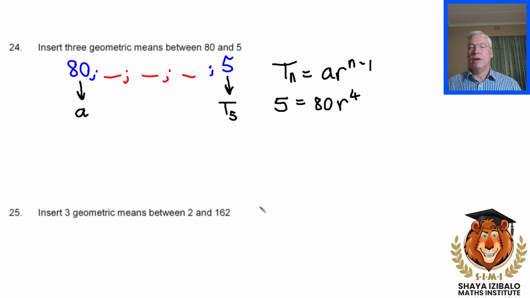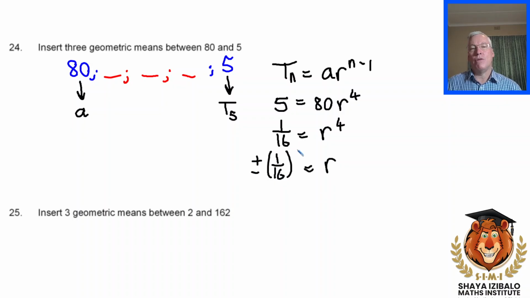Now we're trying to solve this equation. What should we do to both sides? To make it a little bit easier, we should divide both sides by 80. When you divide 5 by 80, you actually get 1 over 16. And we've now got r to the 4. Just be careful here, because this is an even power. When we take the 4th root, we raise to the power of a quarter, we must remember that we can have both plus or minus. So we've got a 16th, and we're going to raise that to a quarter. When you do that on your calculator, you're going to get a half. But remember, it's plus or minus a half.